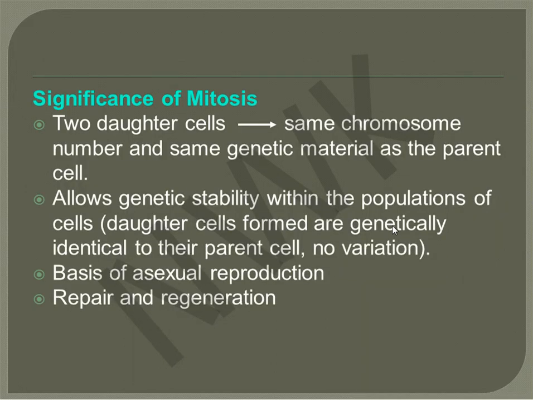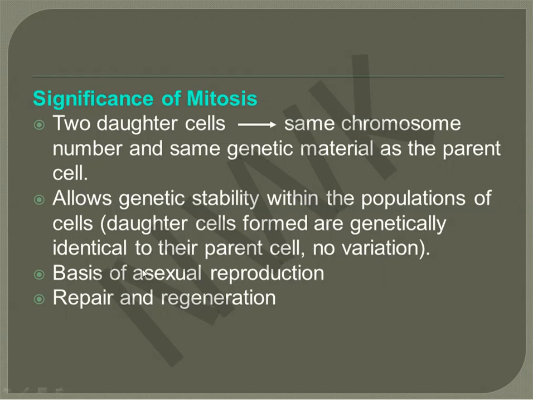What is the significance of mitosis? This is very important. The role of mitosis is to form two daughter cells, and the two daughter cells have the same chromosome number, same DNA amount, same genetic material as the parent cell, and it also allows genetic stability within the population, which means that the daughter cells formed are genetically identical to the parent cell, exactly 100% the same. There is no variation.